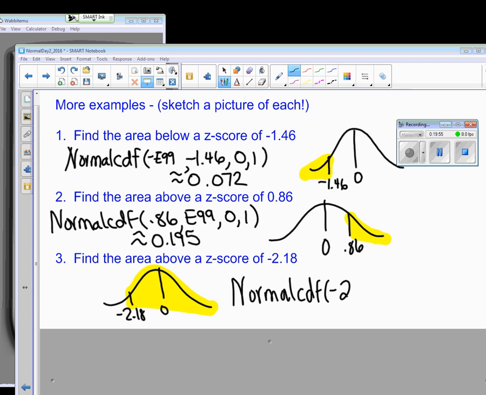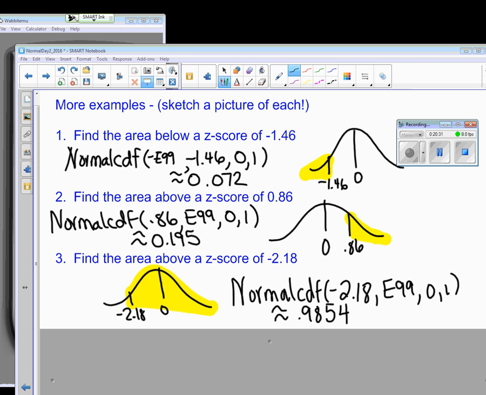All right, so our lower bound, what's our upper bound? Positive E99, or some big number off to the right, doesn't matter. Again, since we're dealing with z-scores, we'll talk about what is a really unusual big or small z-score. 0 and 1, and what'd you get for the probability? 0.9854? That sounds right. Okay? And that's what we expected. We expected it to be more than half of the graph. So we're good.